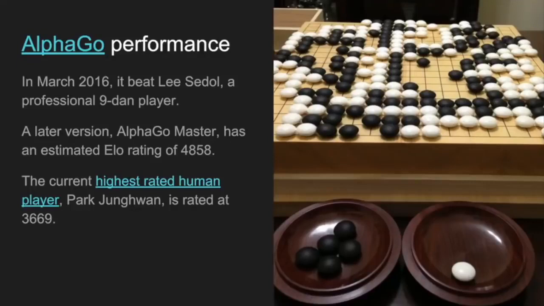Now, despite this, 2 years ago already, AlphaGo, a program built by researchers at DeepMind, beat Lee Sedol, a professional 9-dan player. Professional 9-dan would put him in the all-stars of the Go world. A later version, AlphaGo Master, was clocked with an ELO rating of 4858. Compare this to the highest rated human player, Park Jung-won, who's rated at 6669. So not only has Go beaten the best players of the world, but now already by a very healthy margin.